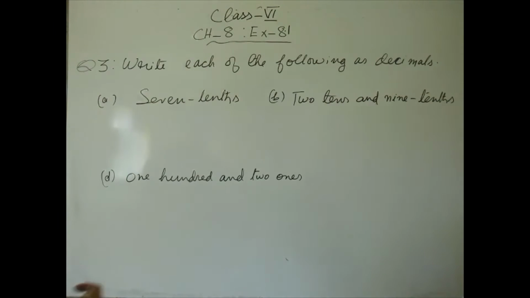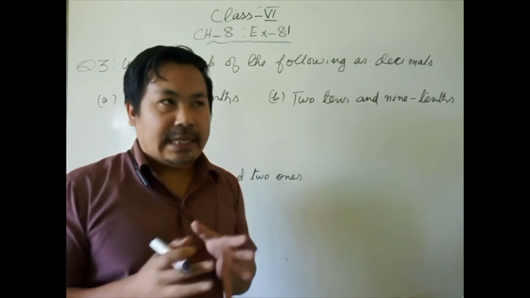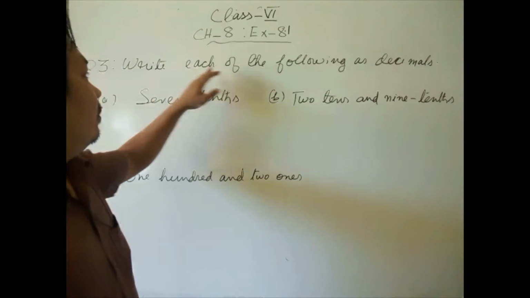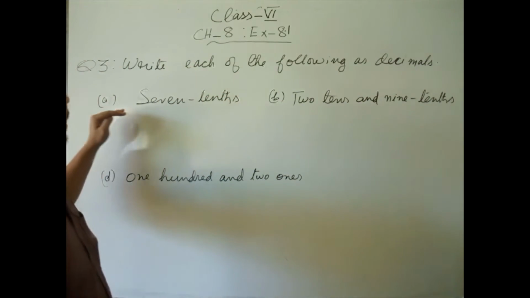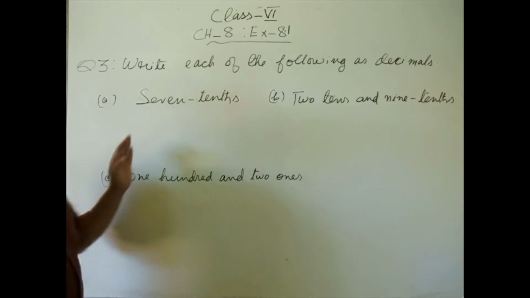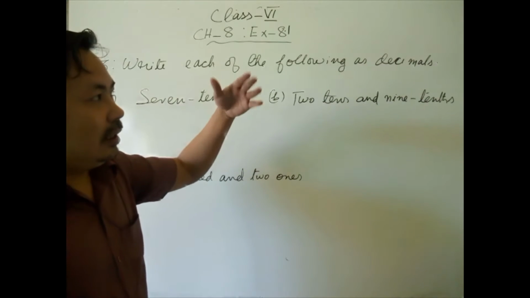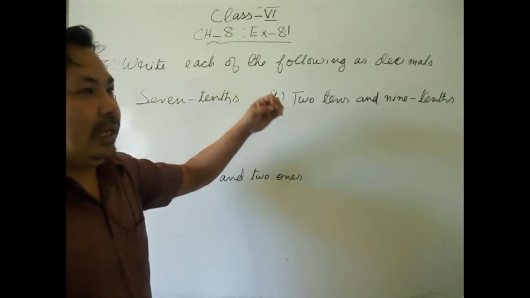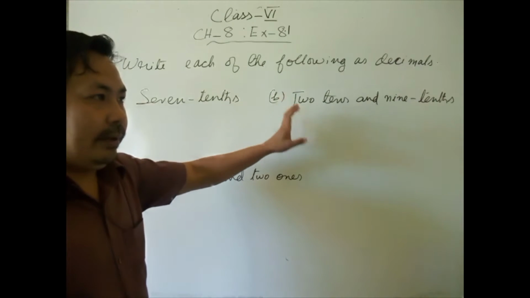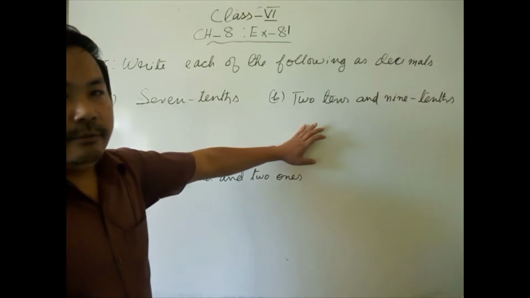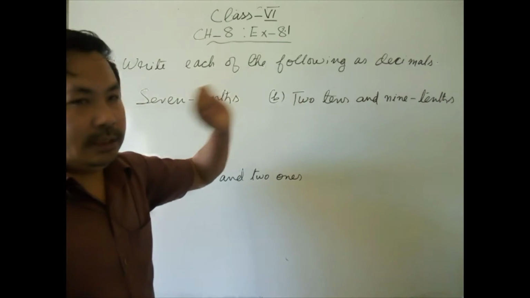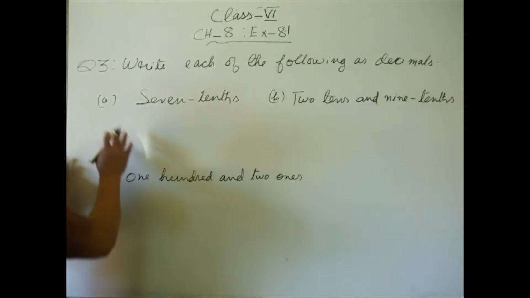So hello students, next we have question number 3, and question number 3 is asking us to write each of the following as a decimal. Here it is given as a statement, so this statement we have to write in figures. The decimal numbers are given in the statement only. The figures should be decimal numbers. Now first of all, let us see 7/10.